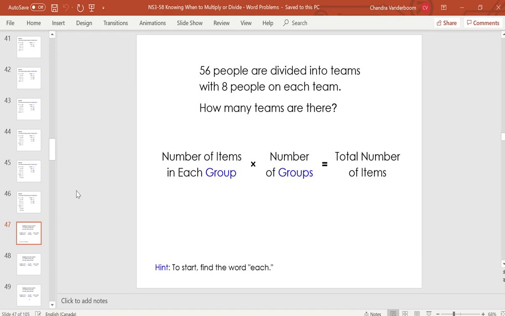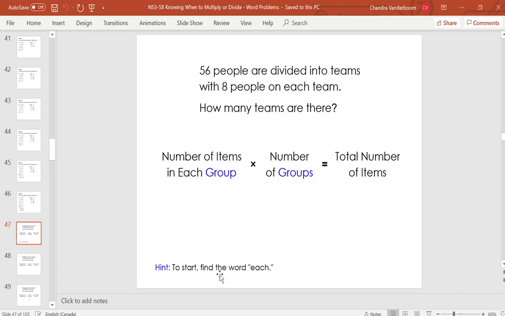56 people are divided into teams with 8 people on each team. How many teams are there? So remember, the information we always want is the number of items in each group and the number of groups and the total number of items. Those are the 3 pieces of information we need.